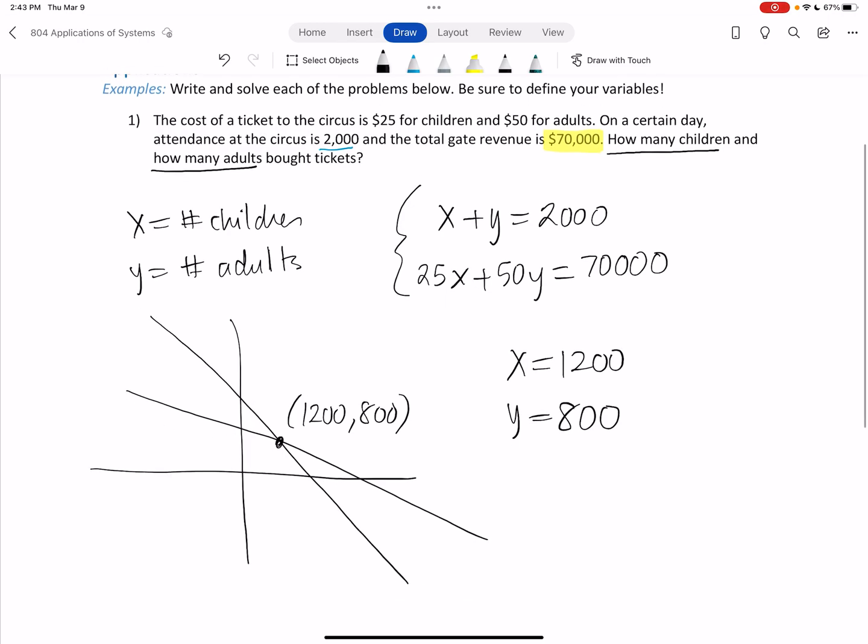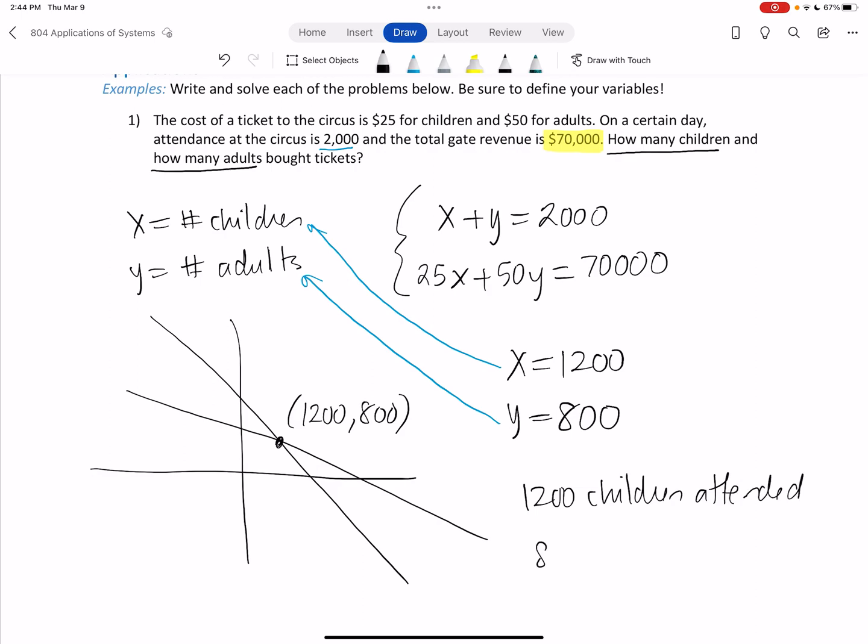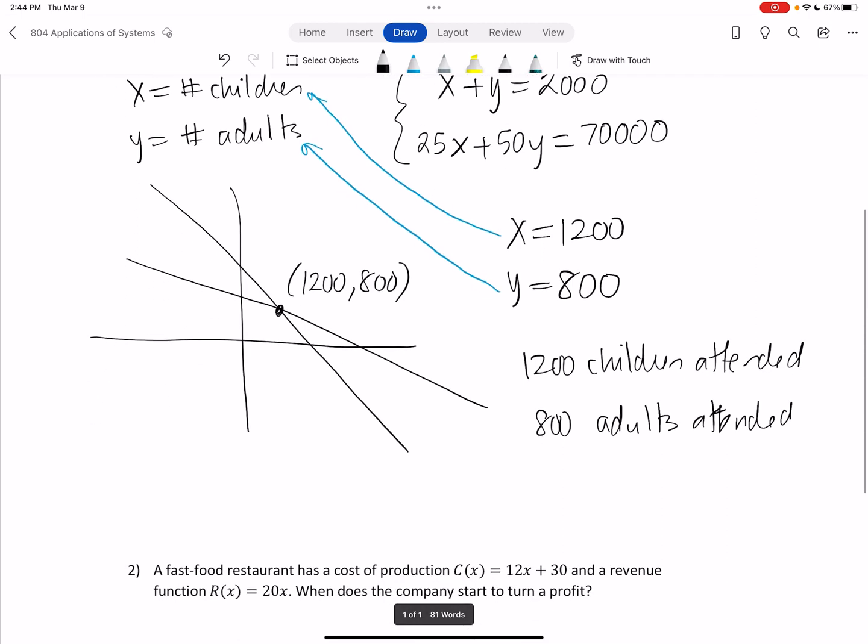Remember, if your problem starts with words, your answer should have words in it. It's good that we wrote down what the variables represented, because now we know that 1,200 is how many kids attended. So 1,200 children attended, and 800 adults attended. On this particular day, 1,200 kids came, 800 adults came, that totals 2,000, and they made $70,000 off those tickets. All right, let's try again.